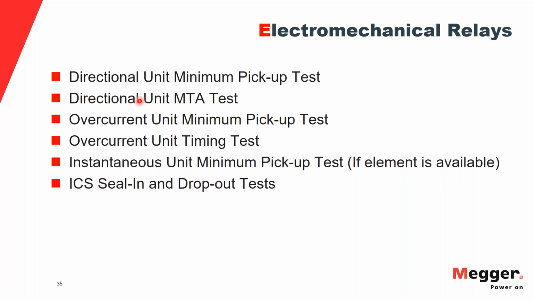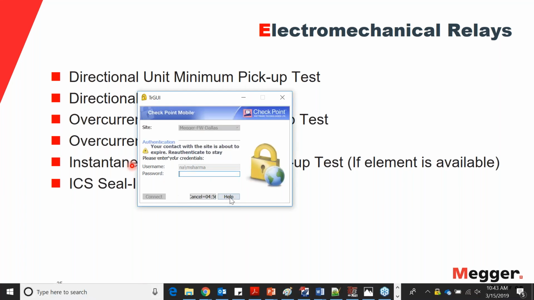Also, in the directional unit, an MTA test can be done to see whether the induction cup contact operates for forward or for reverse. So you can check that from the maximum torque angle test. Overcurrent is the straightforward minimum pickup test. The overcurrent unit timing test is making sure that the relay trips for the time curve that it is set for. And then you have the instantaneous unit.